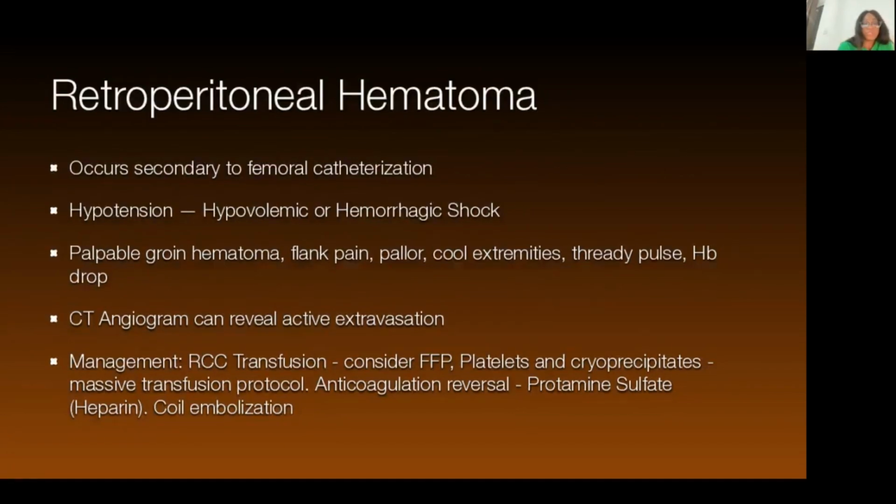So you'd give protamine sulfate. If they're on warfarin, you want to give vitamin K, okay? And then coil embolization, because you want to stop the bleed, all right? Because the transfusion will replace the blood. You'd stop the anticoagulative effect, but then you need to stop the site of the bleed.